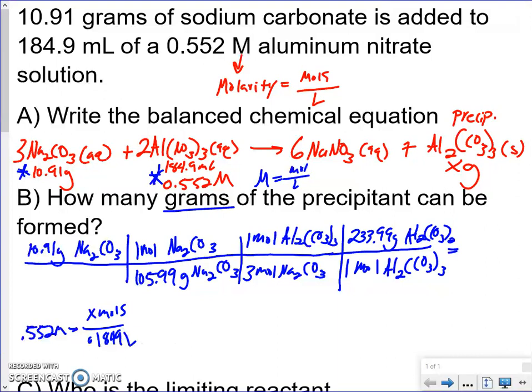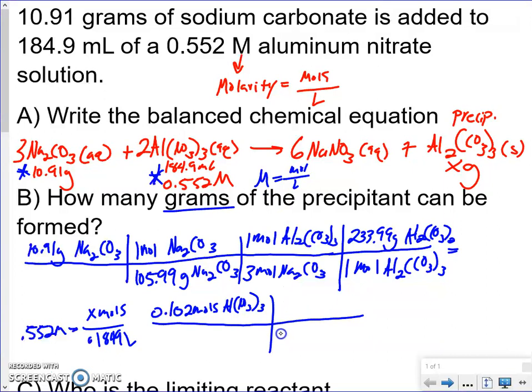So when we do this math, we end up with 0.552 times 0.1849, and we end up with the mole value being 0.102 moles. Now, this is moles of the species in our solution, which is the aluminum nitrate, Al(NO3)3. Once I'm in moles, it's like I just skipped this step. Or well, I did that step here, technically. It's just a little bit different because I didn't start in grams, I started in volume. And instead of using my molar mass ratio, I'm using my molarity ratio.